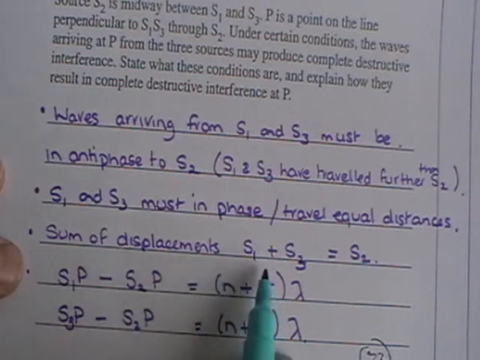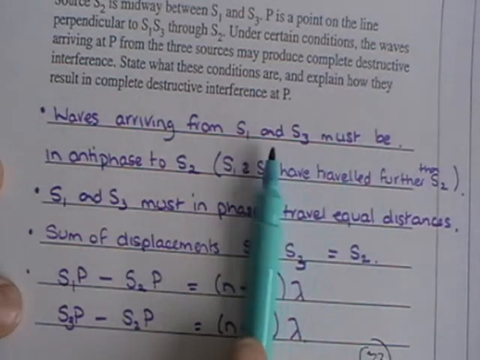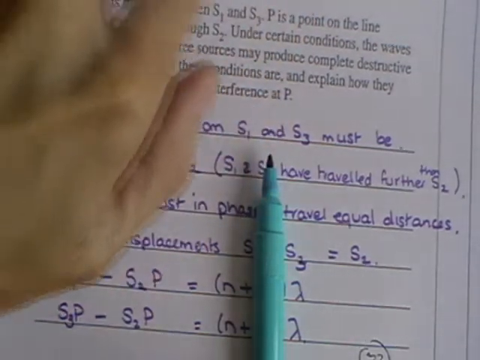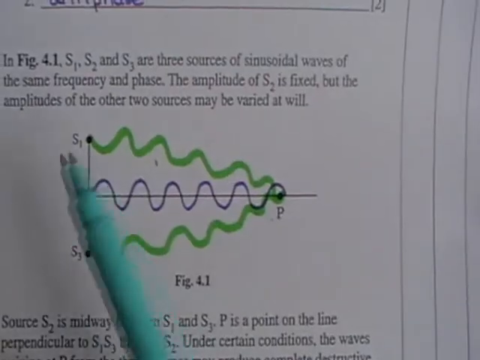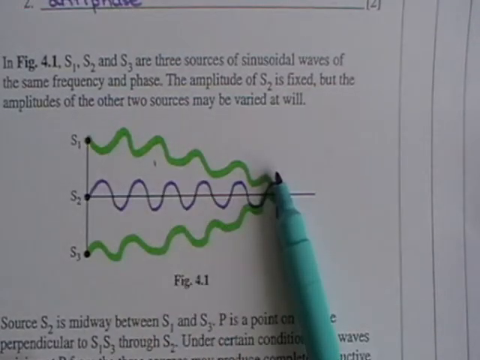The sum of the displacements doesn't necessarily have to be the same to have complete destructive or constructive interference, but it may be that. And then whenever you take these two distances away, you get a whole number of wavelengths difference. In other words, that they're in phase. So if you took this distance here away from that distance here, the difference should be a whole number of wavelengths.